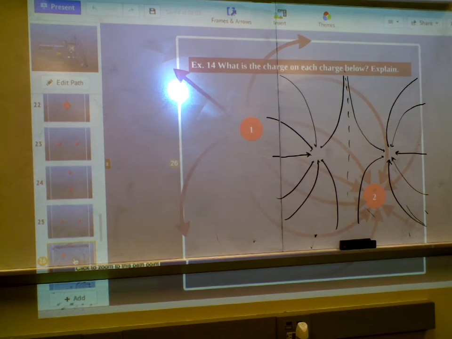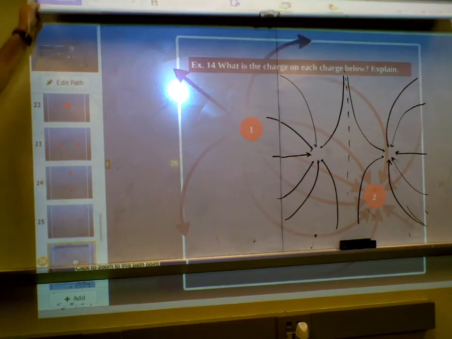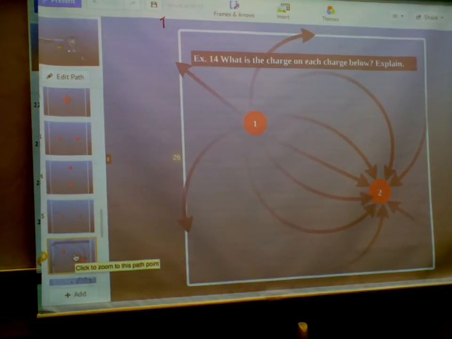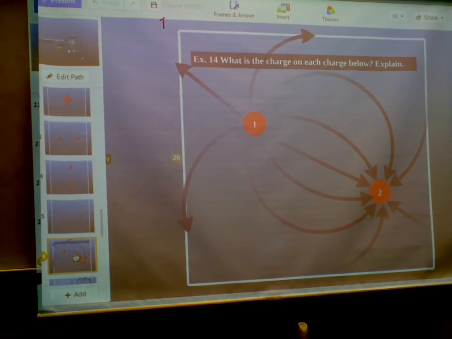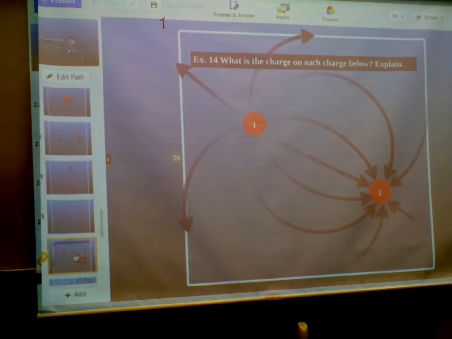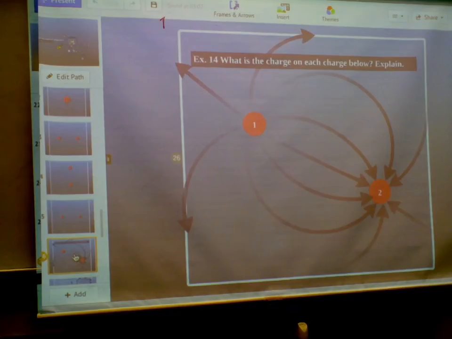Okay, here we go. Example 14. Here's the question. What is the charge on each charge below? Explain. So one and two are two different charges. I want you to think about what is the charge on each of the charges. What is the charge on one? What is the charge on two? Just think about it for a second.